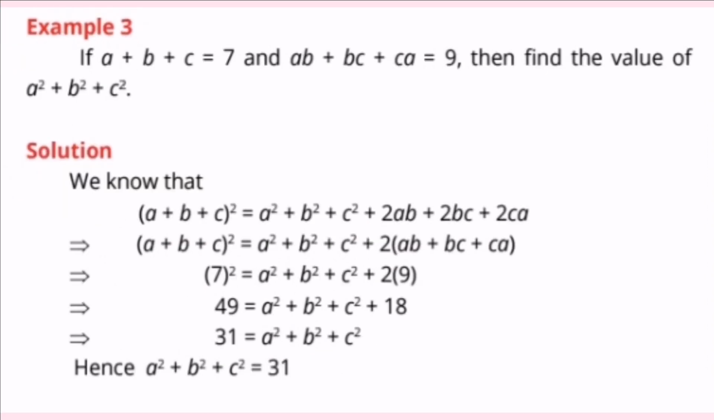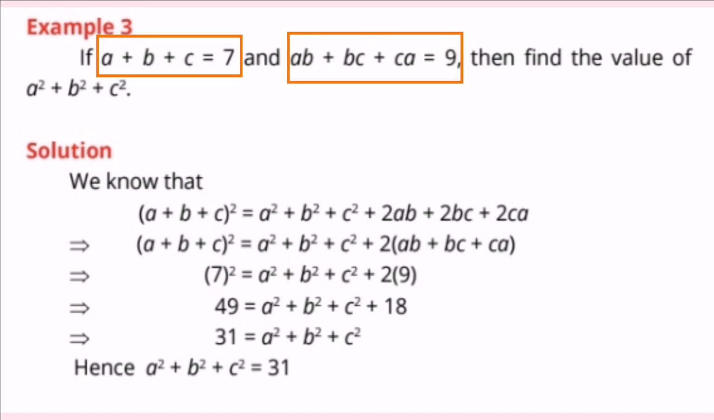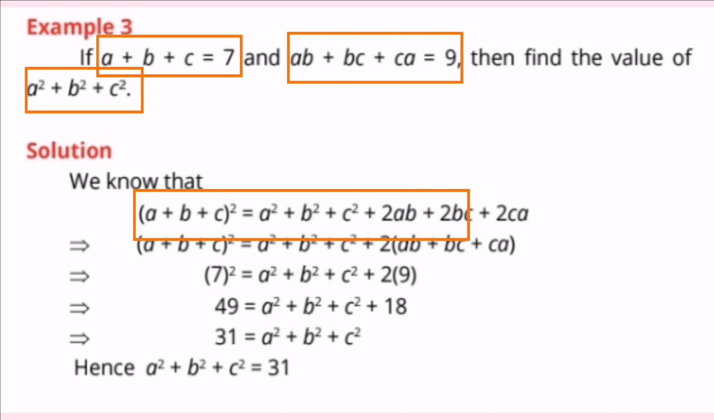In example 3, given that a plus b plus c is equal to 7 and ab plus bc plus ca is equal to 9, then find the value of a square plus b square plus c square. Again, write the formula: (a plus b plus c) whole square is equal to a square plus b square plus c square plus 2 times ab, 2 times bc, 2 times ca.